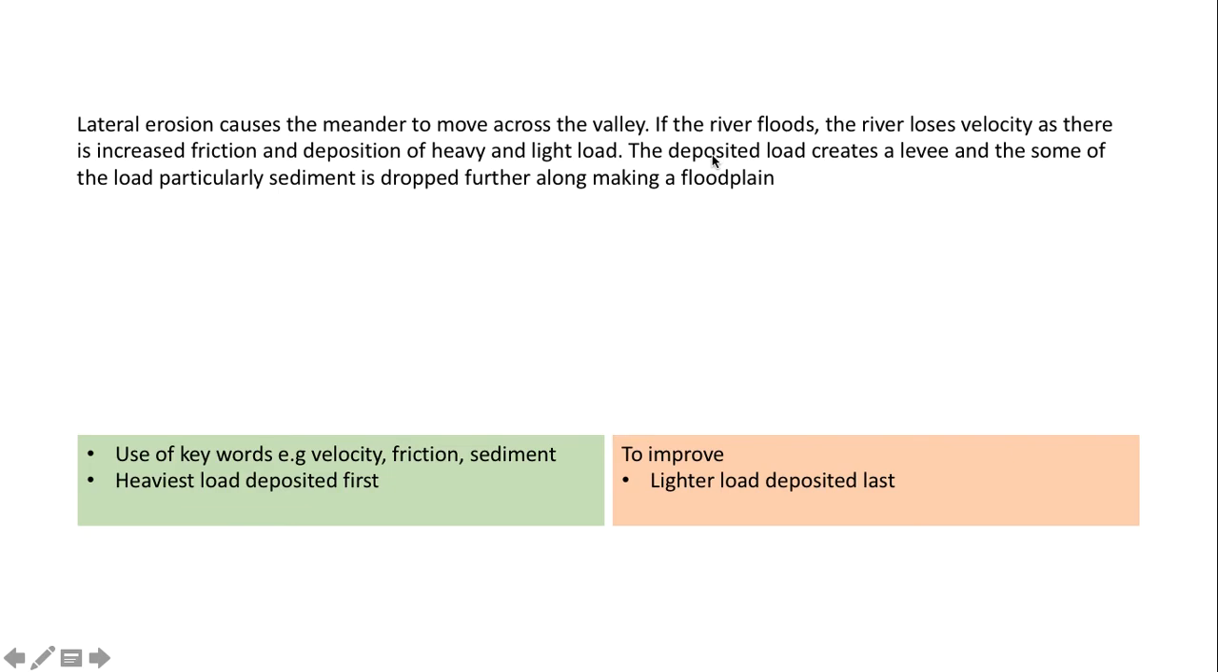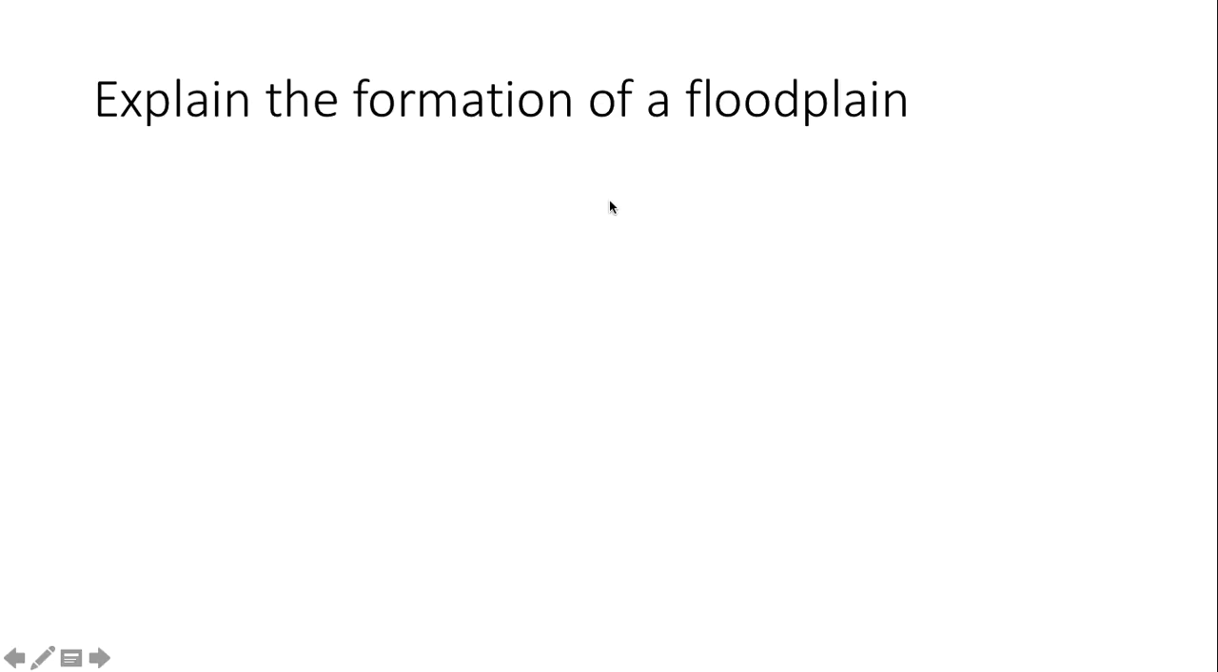Then we put that the deposited load creates a levee, and then some of the load is dropped further along, making a floodplain. Good, but what we need to add in is it's the heaviest load that creates the levee because it's deposited first. Then the lightest sediment is deposited further along, making the floodplain. So, task 2, I'd like you to give this another go. Again, I'll put a link to Forms online if you want to complete it online, or do it in your book and send me a photograph. Either way, give that levee one another go.